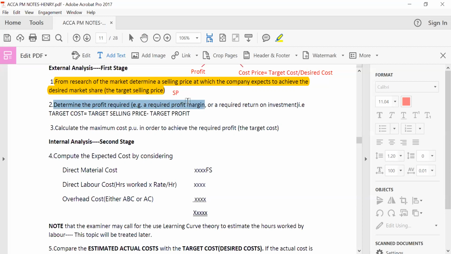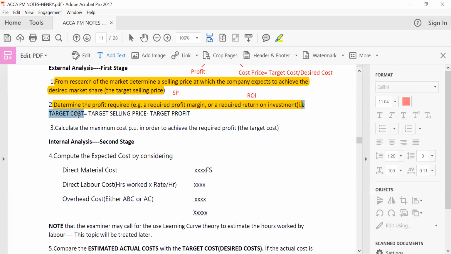Example, a required profit margin, or it can be a markup, or the profit can be tied to return on investment. A return means a profit, and we can estimate return on investment. Later on, when we look at divisional performance measurement, we will come back to return on investment, which is given the acronym ROI. A return is a form of profit. So thereafter, we can estimate our target cost.